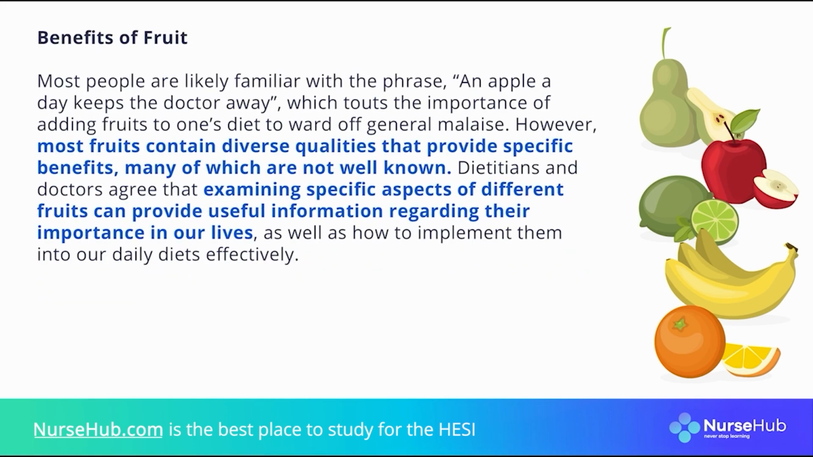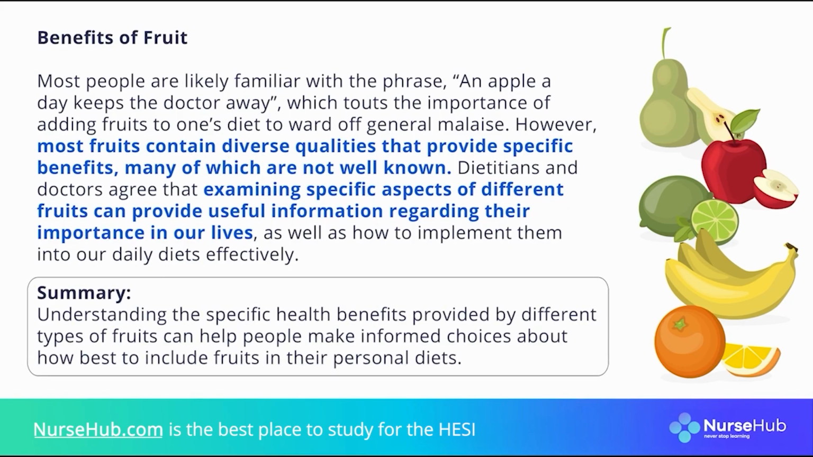Now here's the next detail that stands out for me. It reads, "Examining specific aspects of different fruits can provide useful information regarding their importance in our lives." So in my own words, fruits have specific health benefits that should be noted for our health. Okay, so based on the information that I've pulled from the text, the topic, and 2 key details, I'm going to create a summary statement. Here's my summary statement. Understanding the specific health benefits provided by different types of fruits can help people make informed choices about how best to include fruits in their personal diets. That's a summary I came up with based on the topic and the key details.